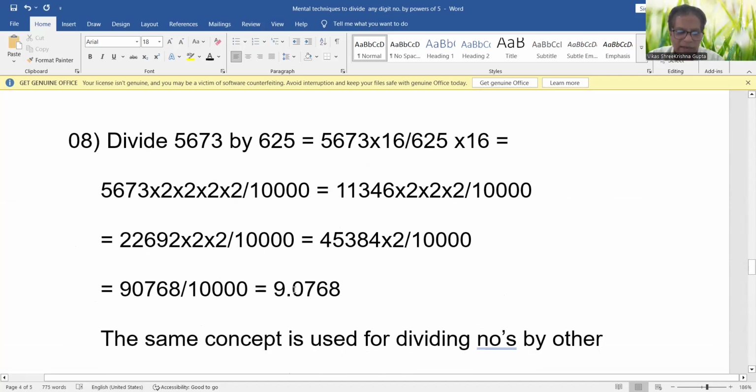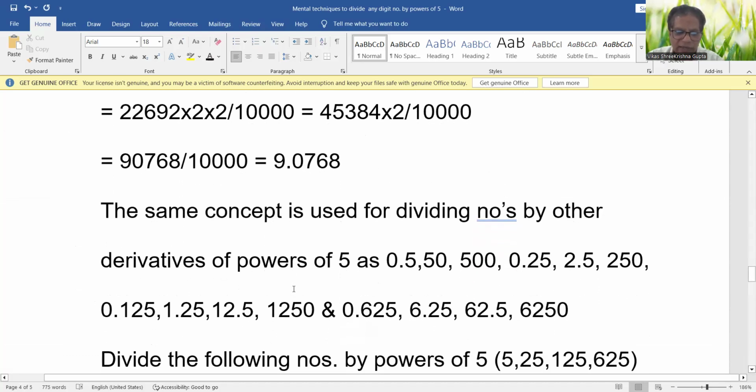You will get the answer as 9.0768. The only thing is that you have to see how to multiply from left to right. If you master this technique of multiplying from left to right mentally, just taking care of which is the carry group and which is the non-carry group, then you can solve this question very fast, in just a fraction of a second. Now, the same concept is used for dividing numbers by other derivatives of powers of 5.